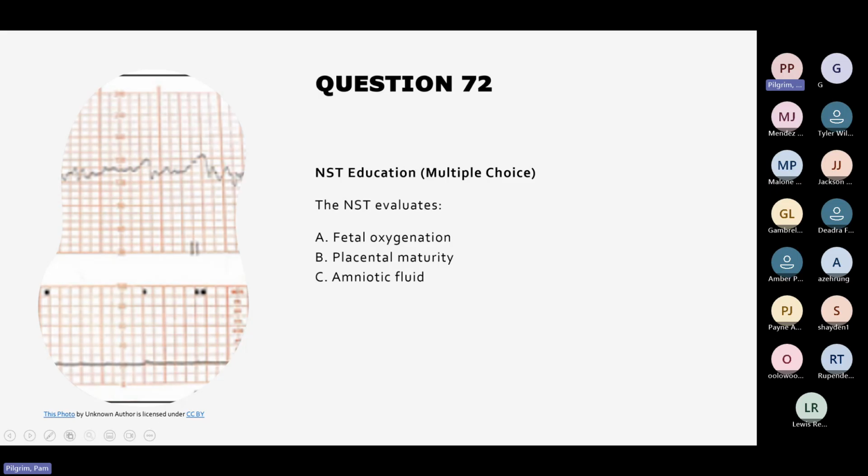And then what does the NST evaluate? Keep in mind the NST is when we put the mom on the monitor. We watch her for at least 20 minutes. We're watching to make sure she's having accelerations. What are we evaluating when we do that?